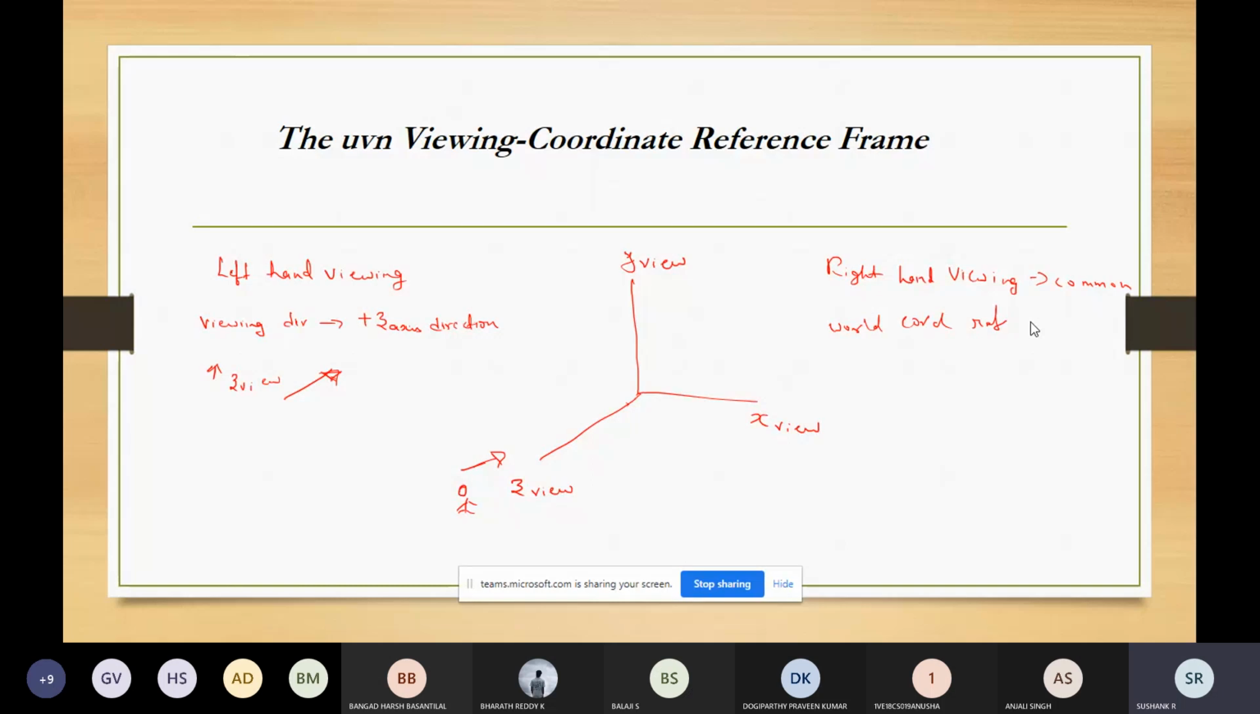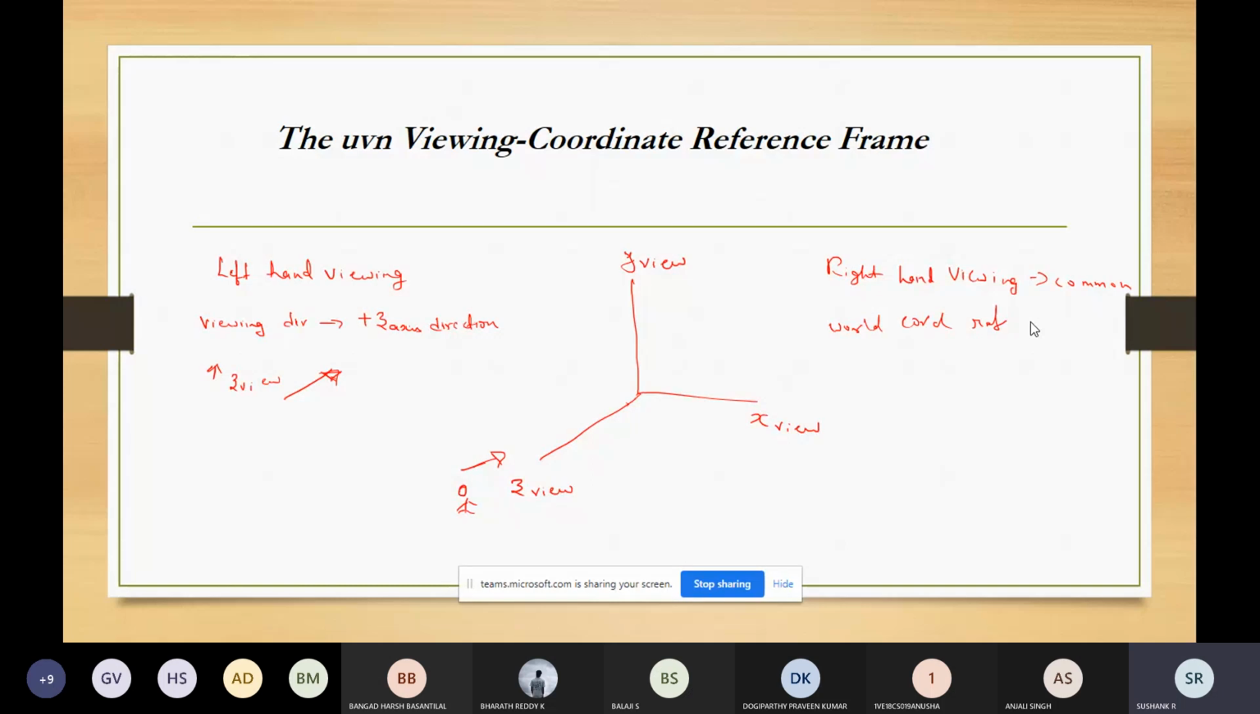So in this second method, the orientation, you can call it the orientation, is the same as the world reference frame. That's why this is most commonly used.